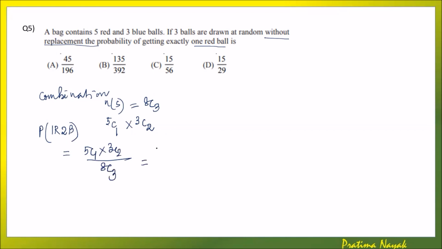So calculate. 5C1 is 5, 3C2 is 3. Here you will calculate 3 factorial and 5 factorial. If we cancel, it will be 8 into 7 into 6, and 3 factorial is 6. So how much are you getting? 15 by 56. 15 by 56 is correct.